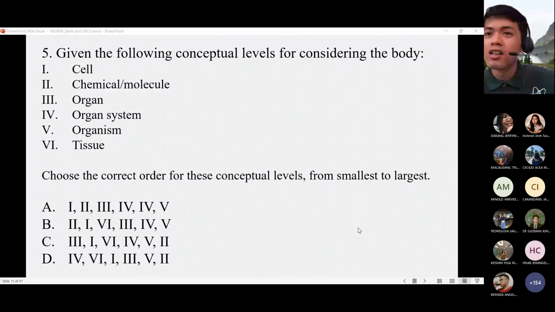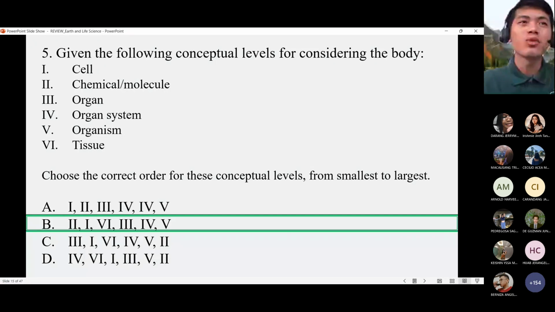Okay, someone says B. The correct answer here is letter B. As you can see, we have first the chemical or the molecule. One of the examples of molecule is the energy currency of the cell, the ATP. We also have here the second one, the cell, the basic component of life.